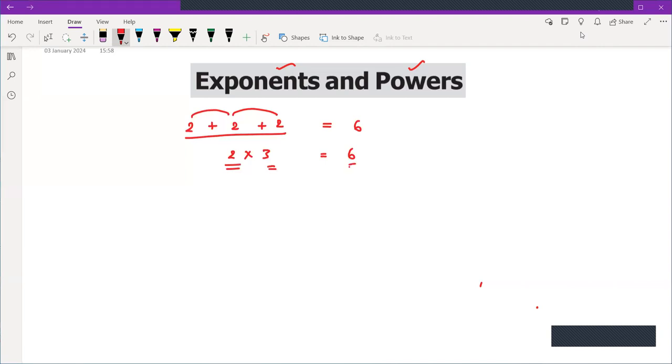If you find the product of that, then you'll get the sum of 2's 3 times. If you multiply 2 three times, we know that the result is 8. So repetition of addition is known as multiplication. When it comes to repetition of multiplication, if you write in this format, 2 is multiplied 3 times, then this notation is known as exponential.